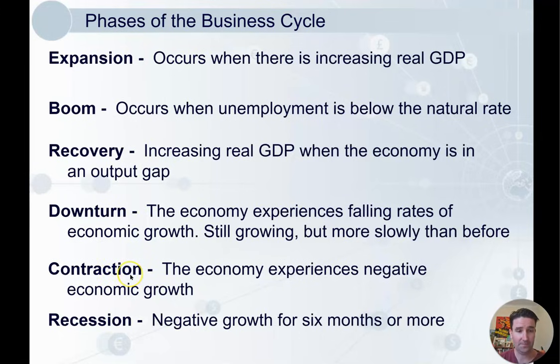A contraction. This is when the economy is actually not growing. So in all these above, the economy is growing, but in this one, the economy experiences negative economic growth. So it actually shrinks, it contracts. Then a recession. We do have a technical definition for this one, which is when there's negative growth for 2 quarters or 6 months or more. That's how it's generally used in economics.